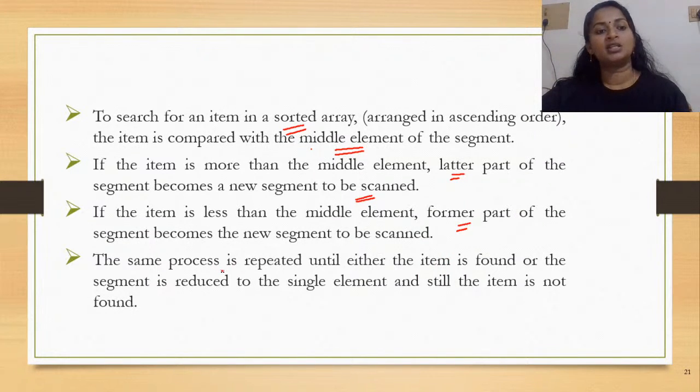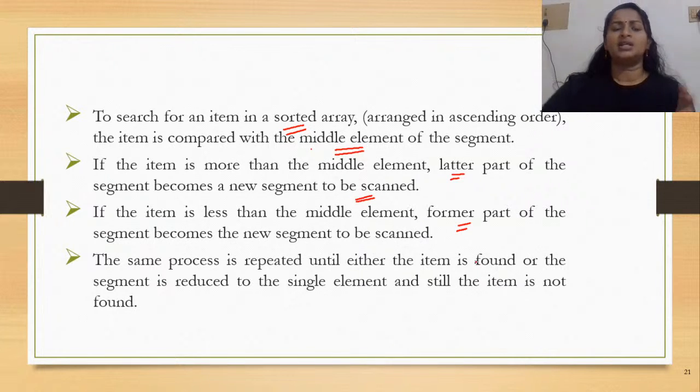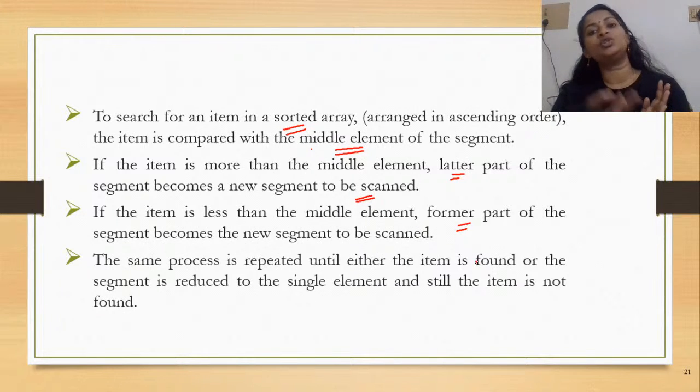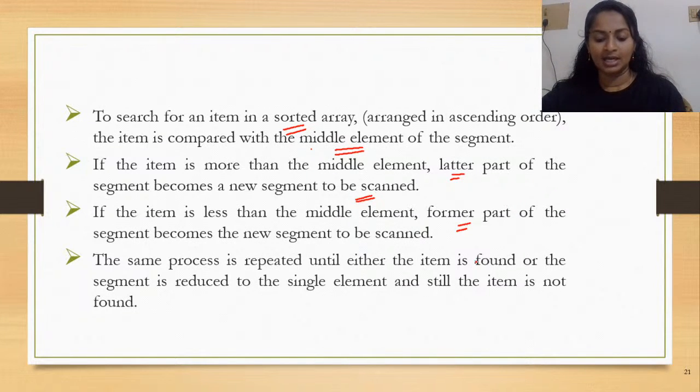Now, all the above bullets, how many bullets were there? 3 bullets, right? Now all this process is repetitively done until either the item is found, or the segment gets reduced to a single element and you find that even that single element is not the target item. In that case, you come out finding that your search is unsuccessful, or you have not found the item. Okay.